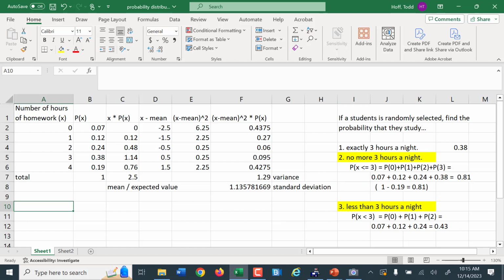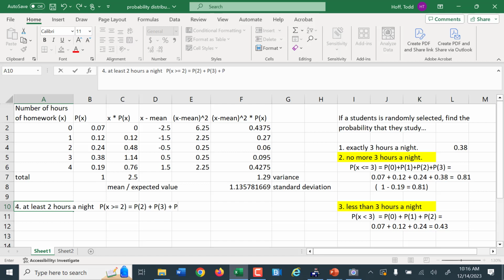Similar to that would be the probability of at least 2 hours a night. So this is probability that x is greater than or equal to 2, because 2 is at least 2. So that would be the probability of 2 plus the probability of 3 plus the probability of 4. So that's the 0.24 plus the 0.38 plus the 0.19, which is going to add up to a total of 0.81.